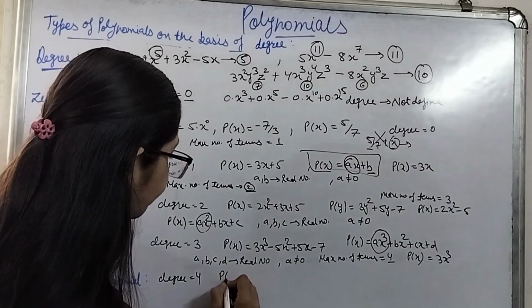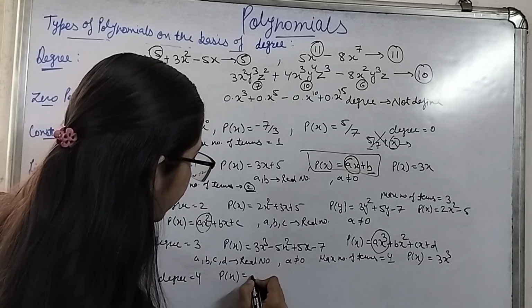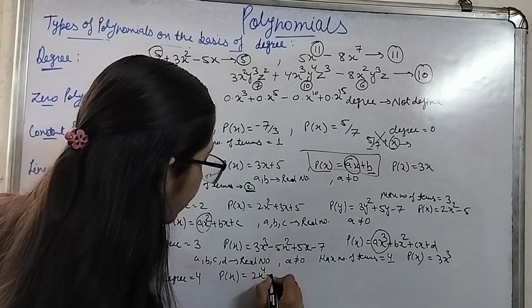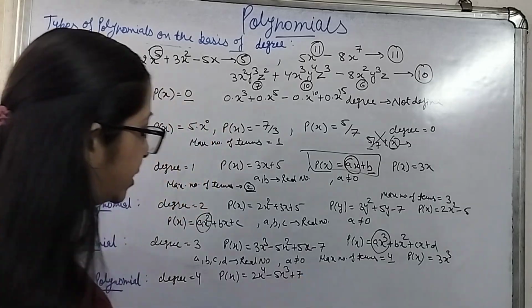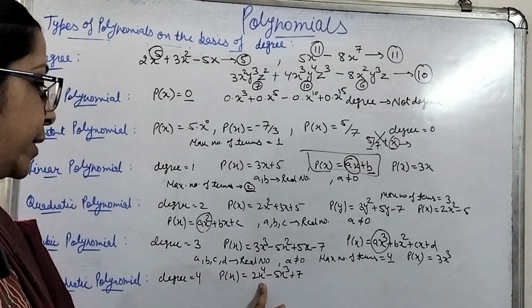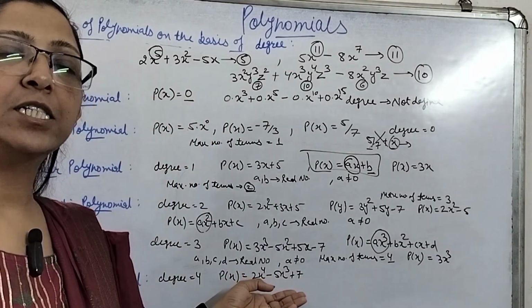For example, we can take, say, 2x raised to the power 4 minus 5x raised to the power 3 plus 7. This is a biquadratic polynomial because its degree is 4.